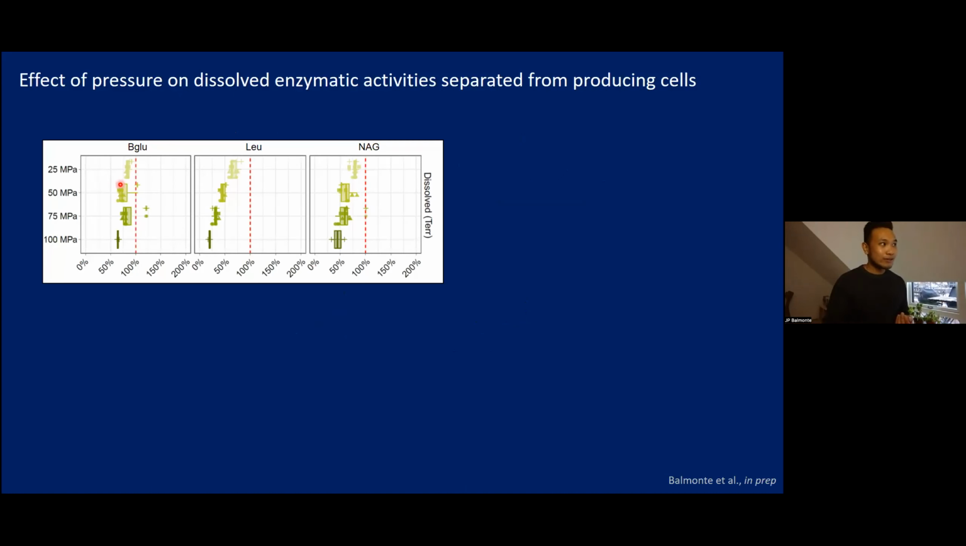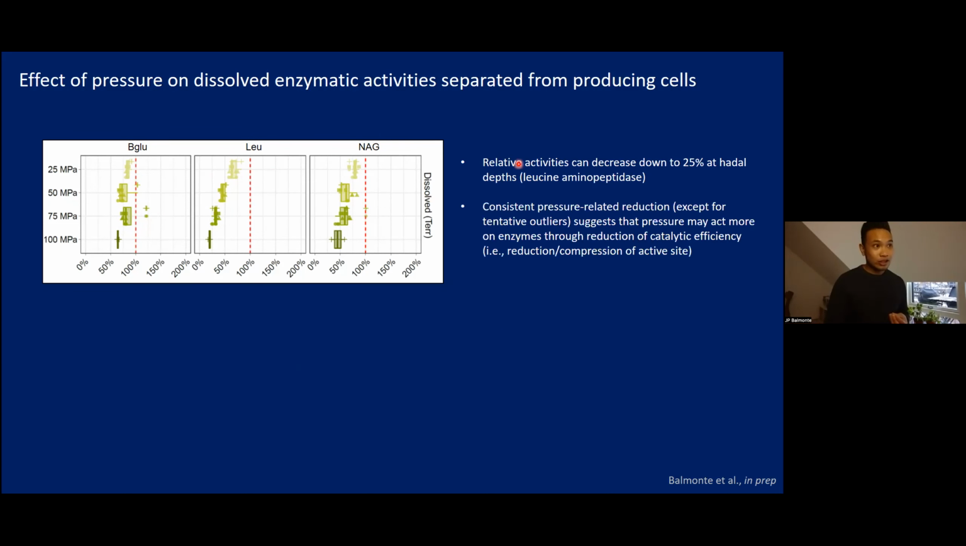So beta-glucosidase activities, leucine aminopeptidase, and chitinase. And what we see very nicely is mostly a decrease. We see some tentative outliers here. So it looks to me that these are all inhibition, right? So consistent pressure-related reduction or inhibition, perhaps with some tentative outliers, suggests to me that pressure may actually act more on enzymes and reducing their catalytic efficiency rather than on the production of enzymes.